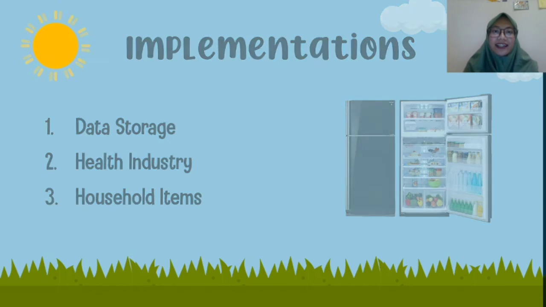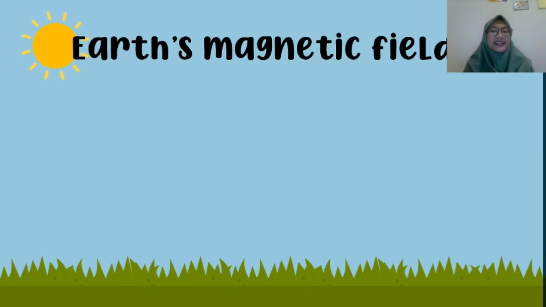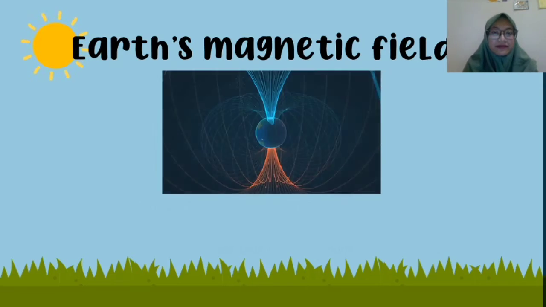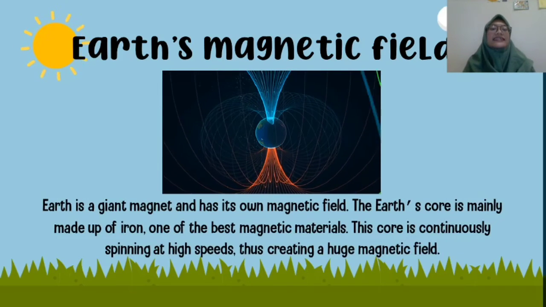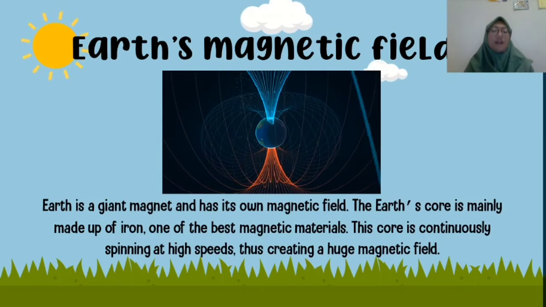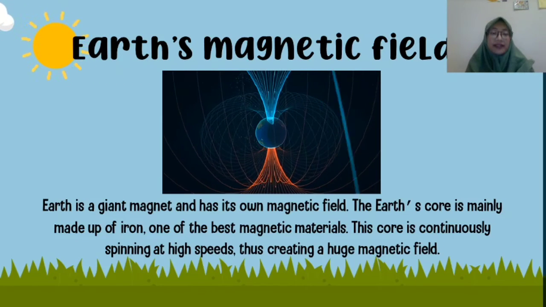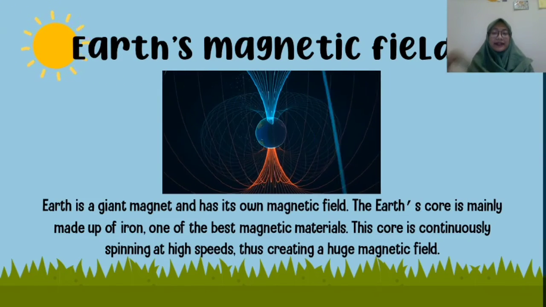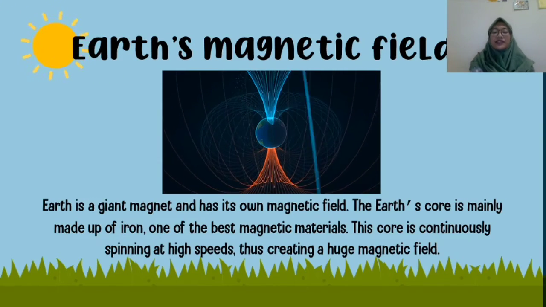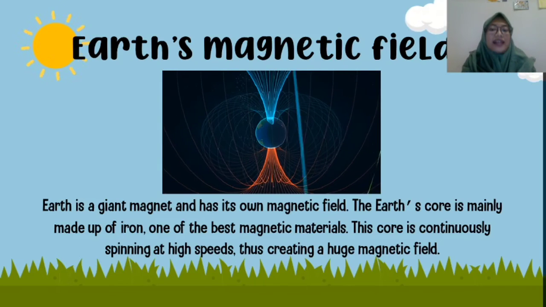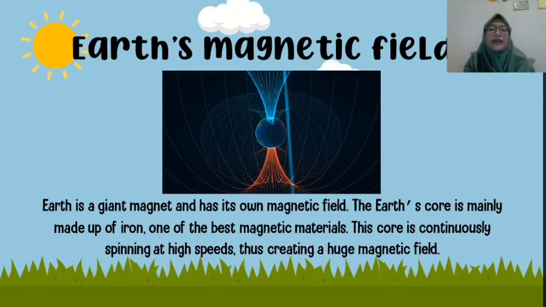And then the next, the Earth's magnetic field. The Earth is a giant magnet and has its own magnetic field. The Earth's core is mainly made up of iron, one of the best magnetic materials. This core is continuously spinning at high speed, thus creating a huge magnetic field.